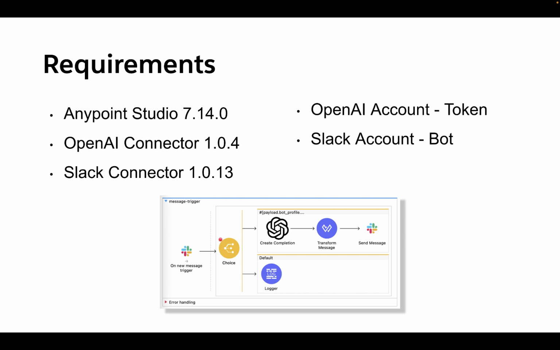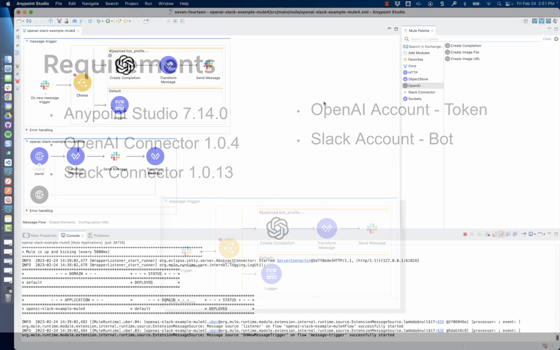In addition, you also want to have an OpenAI account, and that's in order to get the API token to call the OpenAI APIs. And then lastly, of course, a Slack account where you'll want to create a bot, and that bot is what's going to be listening for the messages that a user will post, and then pass that to OpenAI. And then once it gets to completion, it's going to pass that message back to the user that posted that question.